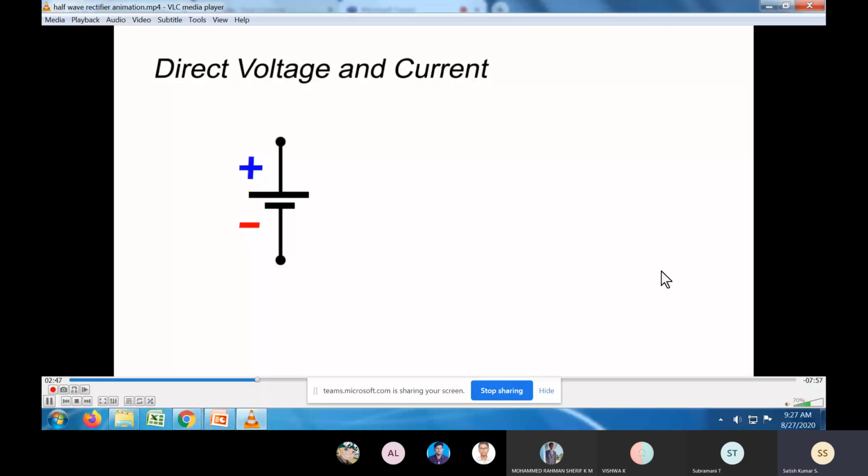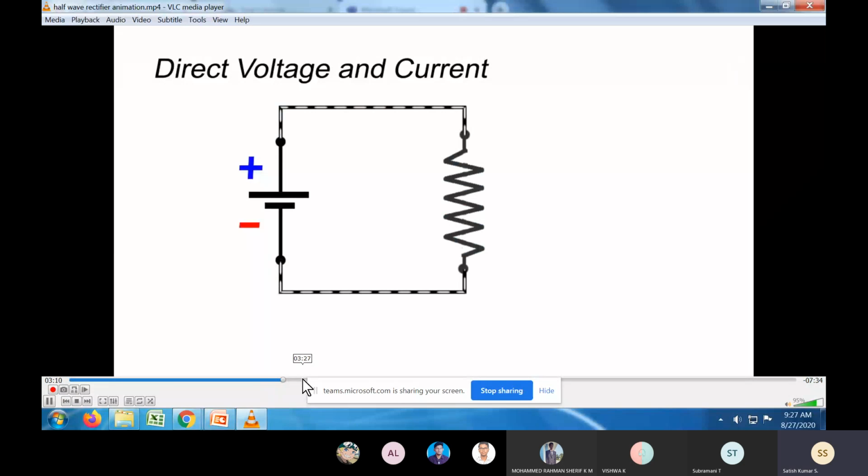Because it does not alter its polarity, it will proceed. Consequently, the magnitude varies with respect to time.